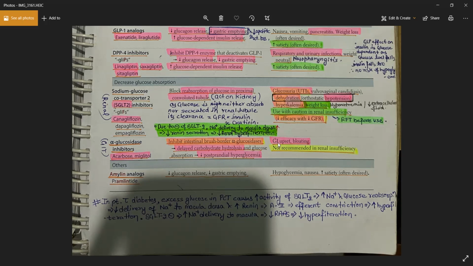Okay, so what you will have is a decrease in postprandial hyperglycemia. It will cause a GI upset. It will cause bloating. Okay, and it is also not recommended in renal insufficiency, because in that case you will have too much level of these drugs. You can have too much diarrhea, bloating, and other symptoms also, and the hypoglycemia also.